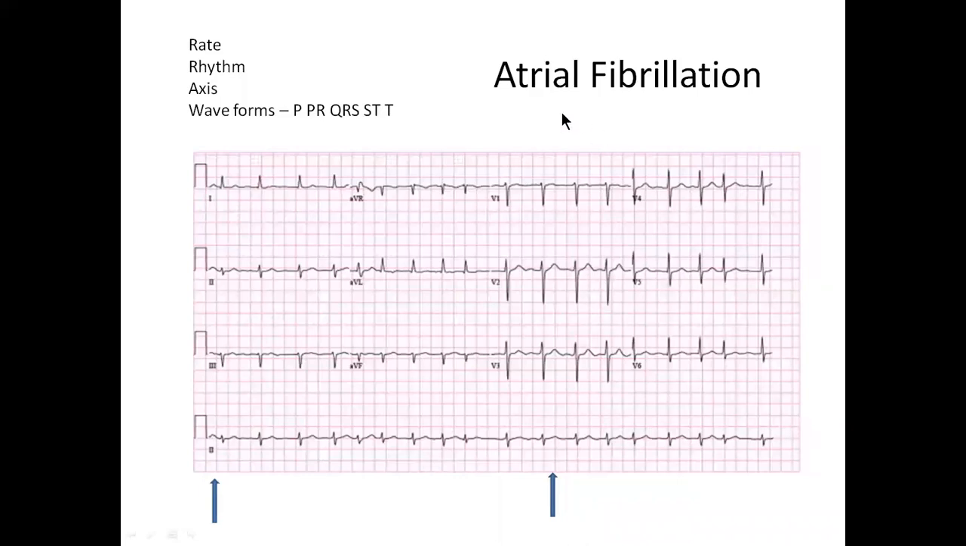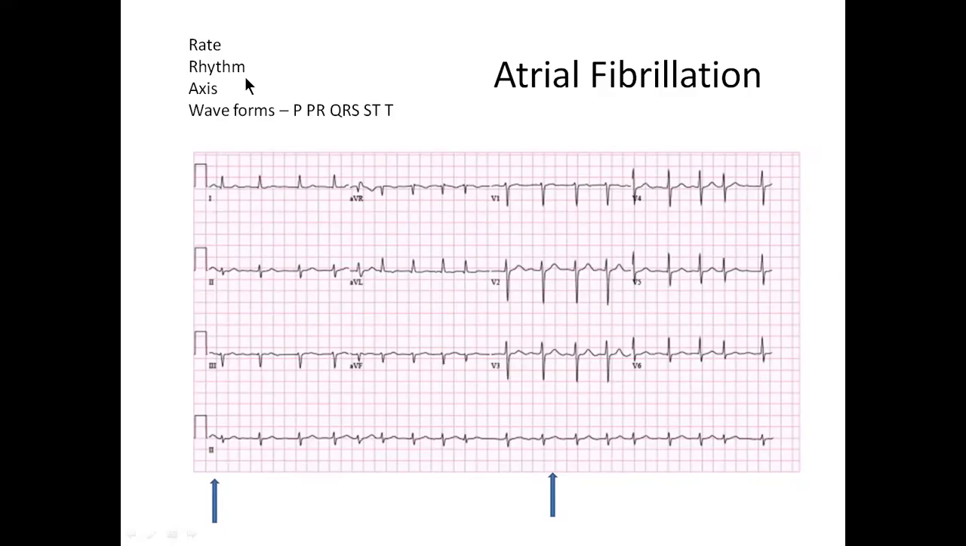Next, let's look at atrial fibrillation. Now, this one, I really want to read it with you. So, the first thing we do is check the rate, right? So, 300, 150, 100. So, the rate is 100.